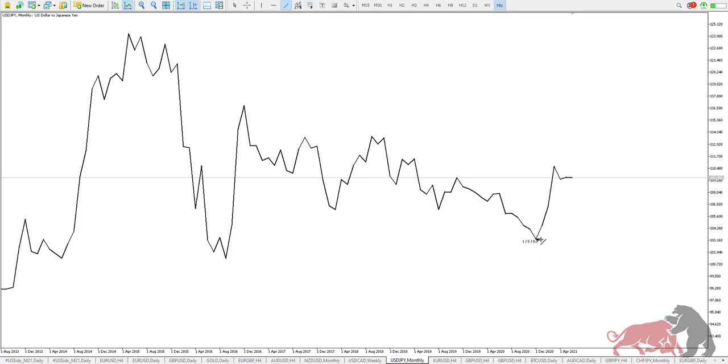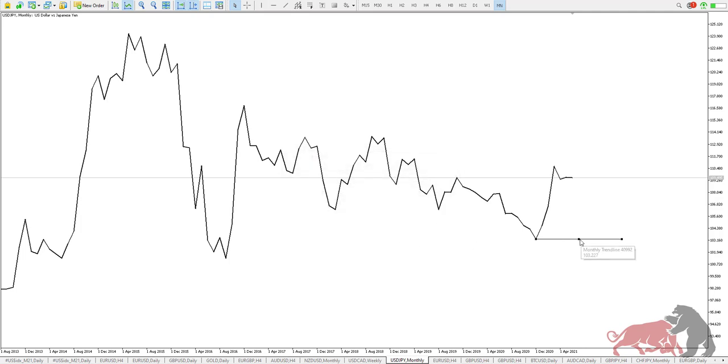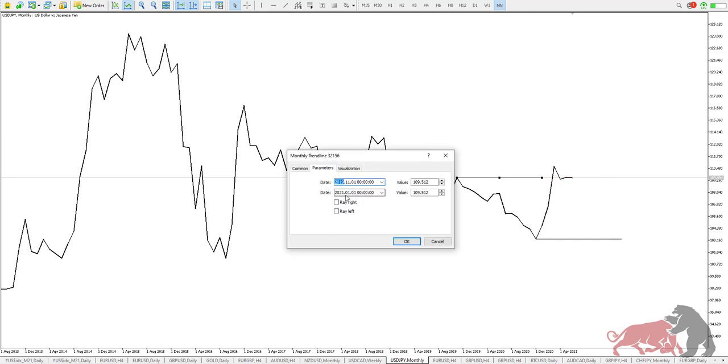Now that is number one. We've got an area of interest right here. This is where the market turned and went to the upside. This is where the market turned and went to the upside, and then we have this high which was broken right here, and that's where price is currently trading.